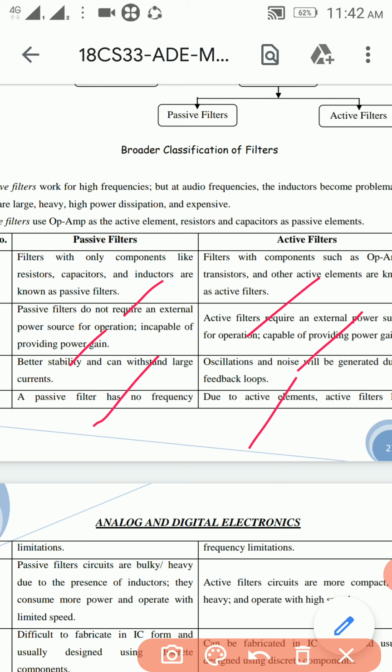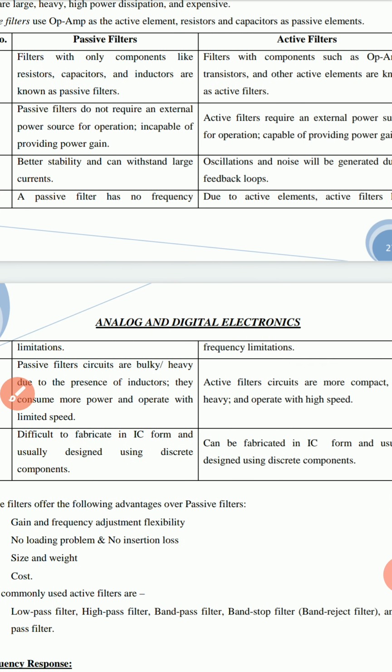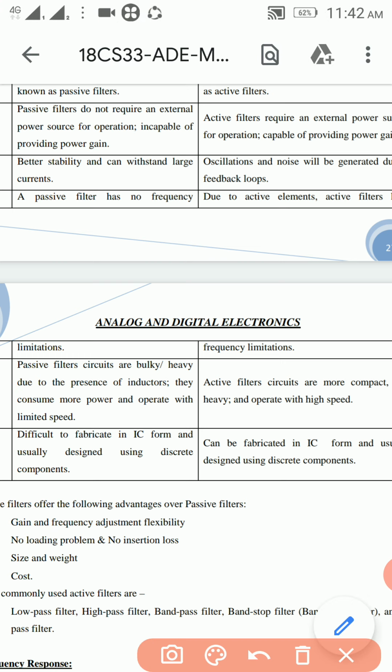It looks heavy and bulky because of the presence of the inductors, and also consumes more power and operates with a limited speed. And here, it doesn't look bulky and it operates at high speed. The last difference is that this one cannot be fabricated in IC format, but here it can be fabricated in IC form. These are the differences we have to go through.